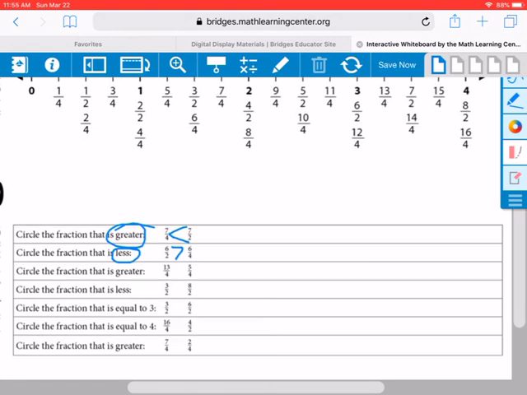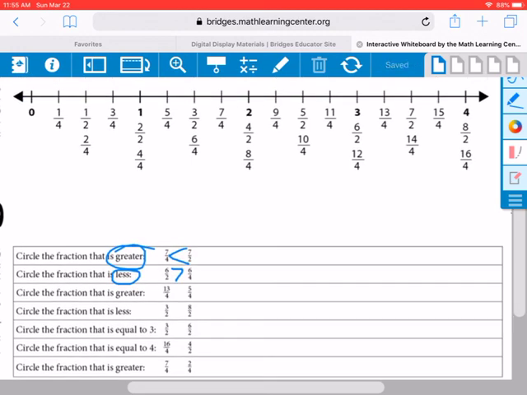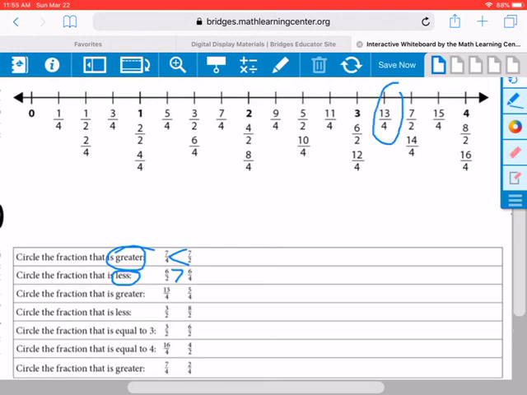So let's go back to this one, circle the fraction that is greater, because we've been talking about what happens if the numerator is the same but the denominator is different. Well, they tried to trick us this time. This time the denominator is the same and the numerator is different. When the denominator is the same, then it's always going to be the bigger numerator is the larger fraction, or the greater fraction. So let's find it on our number line. We're looking for 13/4 and 5/4. Well, here is 13/4 and here is 5/4. Which one is greater? Yes, 13/4.